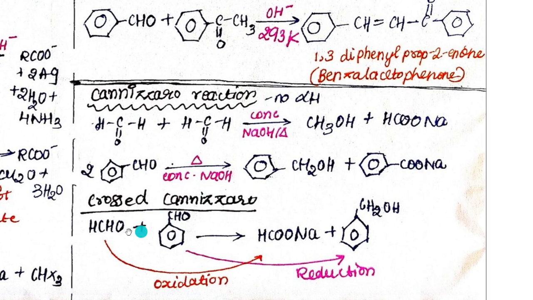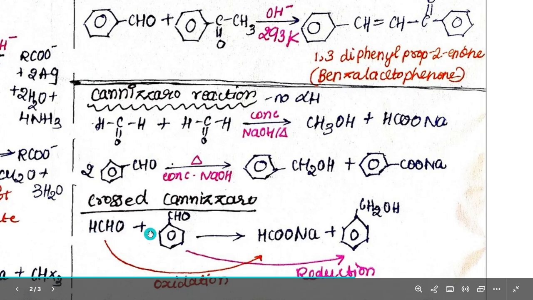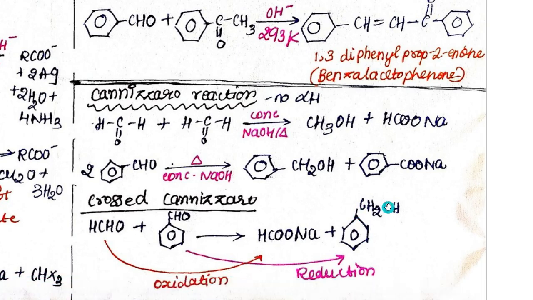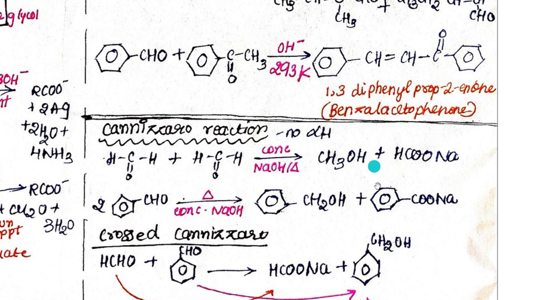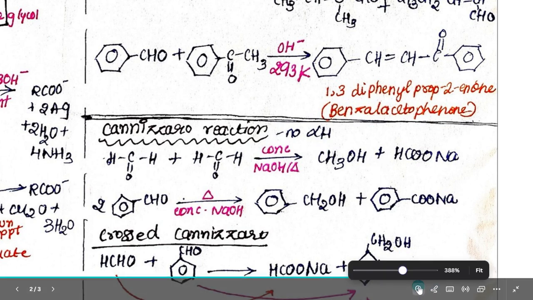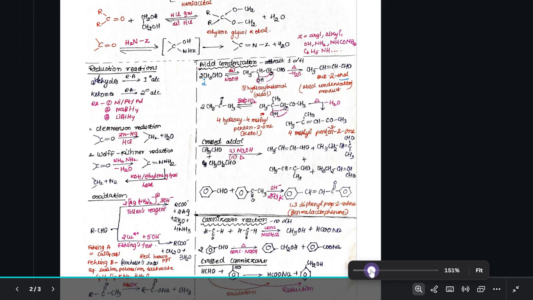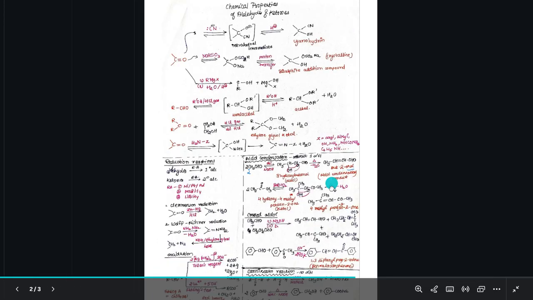Crossed Cannizzaro, for example, if I take HCHO and a benzyl aldehyde, which is benzaldehyde, or aryl aldehyde, then what happens? This will undergo oxidation to form HCOONa, and this benzaldehyde will undergo reduction to give a benzene ring with CH2OH group. Okay, so with this, we are done with the preparation and chemical properties of aldehydes and ketones.